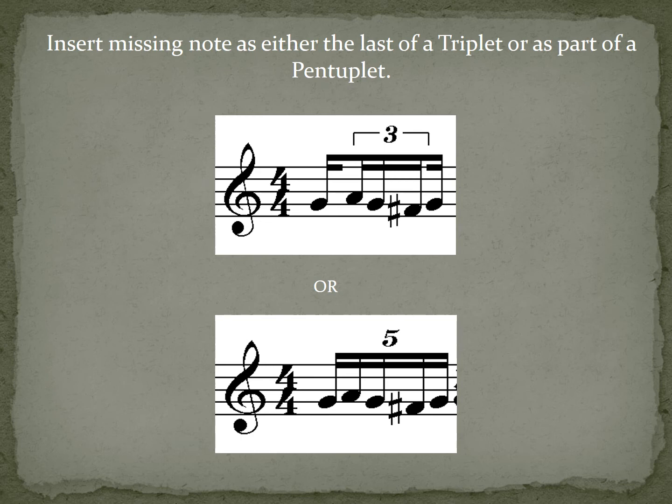So lastly, we insert the missing note, and then we make it the last note of the triplet, or probably more common is to see all 5 notes placed as a pentuplet.